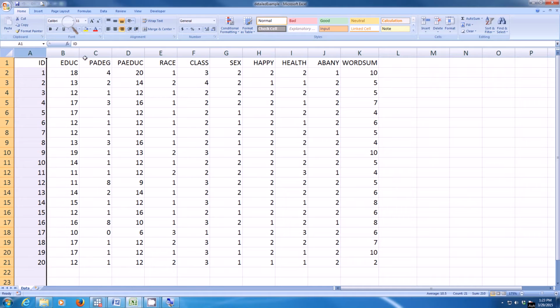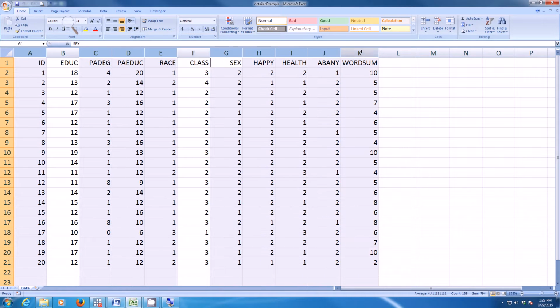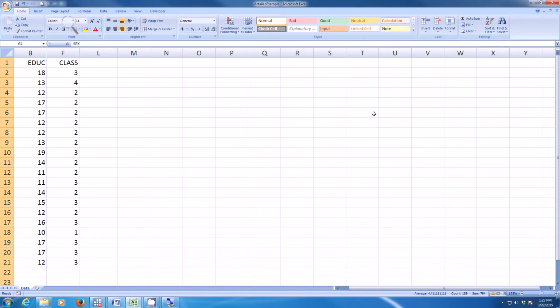And so let's just hide all of the variables that we don't want to use. We'll just select the ones that we don't want to use, and then we'll right-click and hit hide. And now we're down to only those that we want to use, class and education. So let's begin with class. What's the appropriate measure of variability for class? Well, because it's an ordinal variable, our only real choice is the index of qualitative variation.